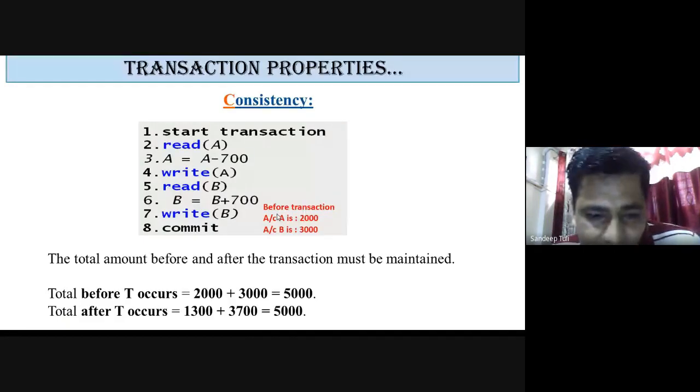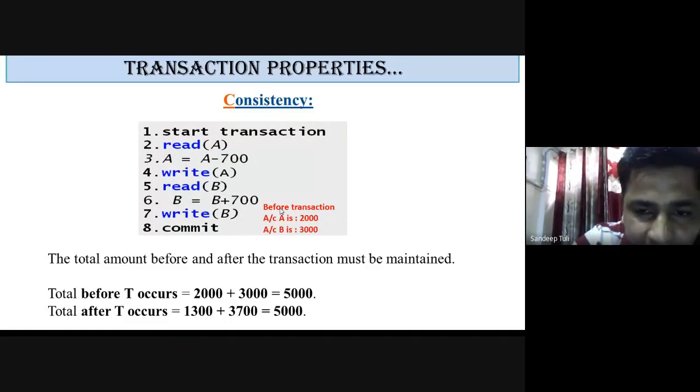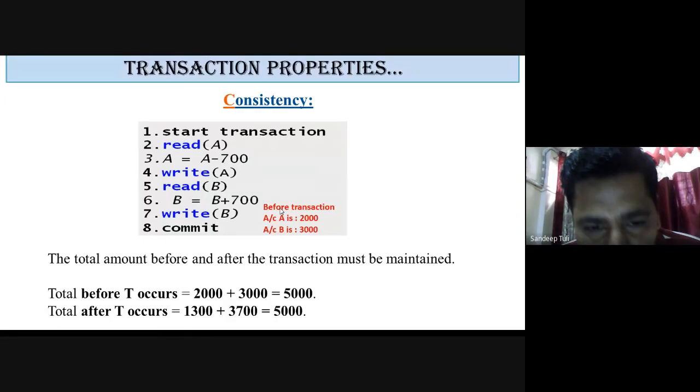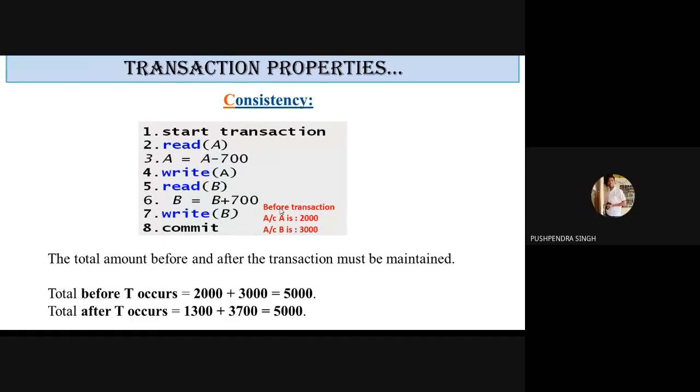Go through the slide once and reply to me fast. Yes, sir. Before the transaction, A plus B is 5,000 rupees, and after the successful completion, it must be 5,000 also. Like A will be 1,300 and B will be 3,700. So whatever has been debited from A must be credited to B also at the same time, before commit, without any failure. If that does not happen, then the database is in an inconsistent state. Is it okay? Yes, sir. Okay, very good.